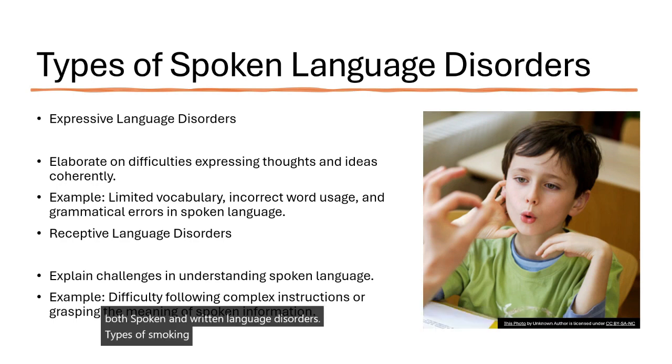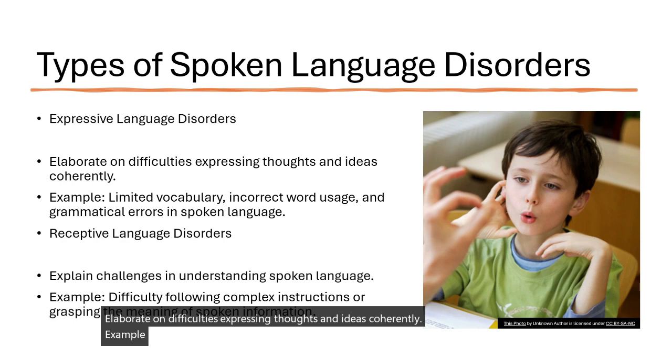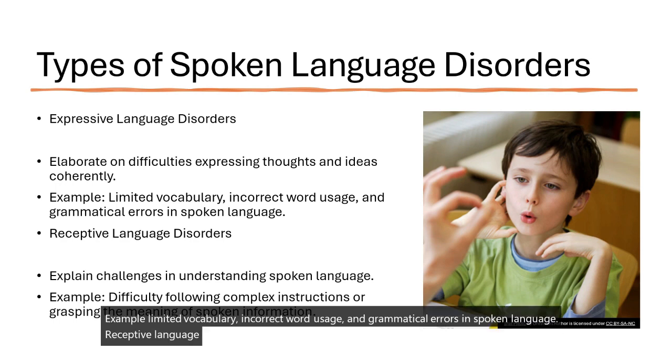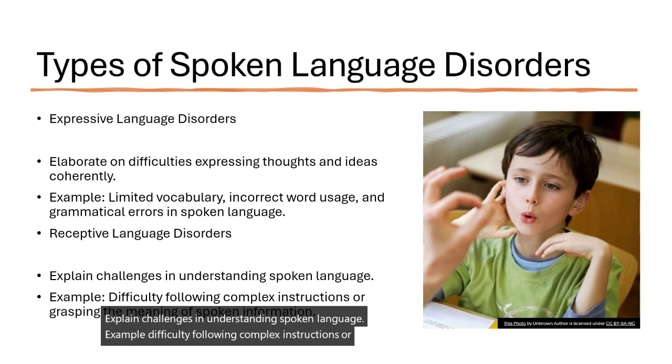Types of spoken language disorders. Expressive language disorders. Elaborate on difficulties expressing thoughts and ideas coherently. Example: limited vocabulary, incorrect word usage, and grammatical errors in spoken language. Receptive language disorders. Explain challenges in understanding spoken language. Example: difficulty following complex instructions or grasping the meaning of spoken information.